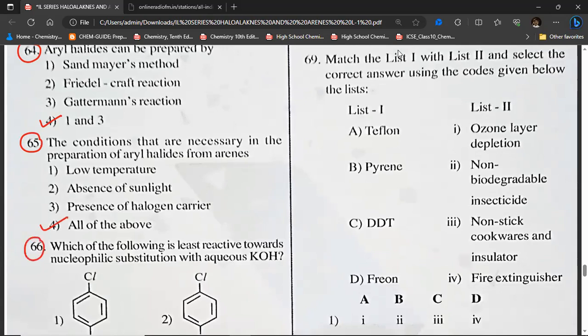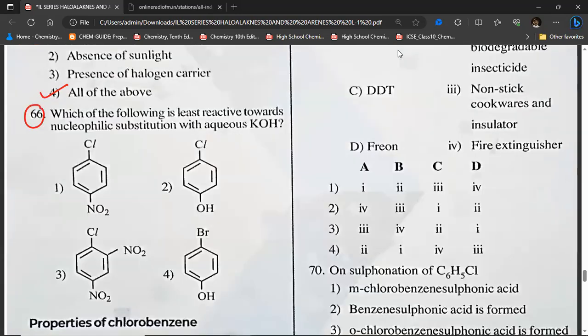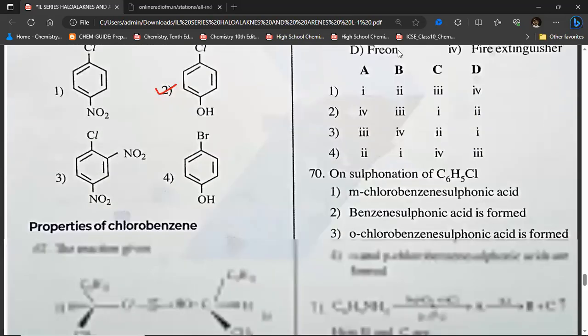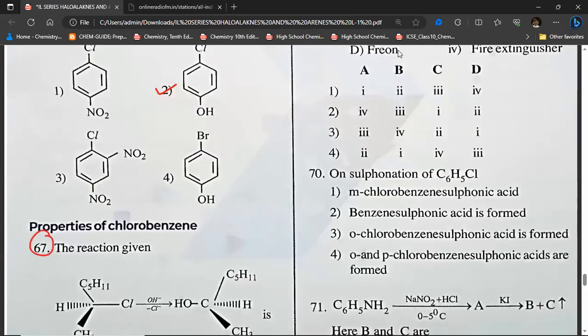Which of the following is the least reactive towards nucleophilic substitution? In this, where NO2 is there, that is more reactive. Without NO2, you have to check the options. In this again, the one with the stronger halogen-benzene ring bond will be the right option for this type of reaction. Least reactive. Most reactive means more NO2 with halogen. Third one. 67, the reaction.